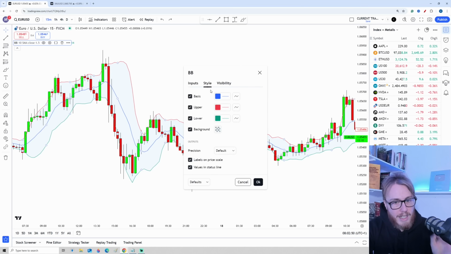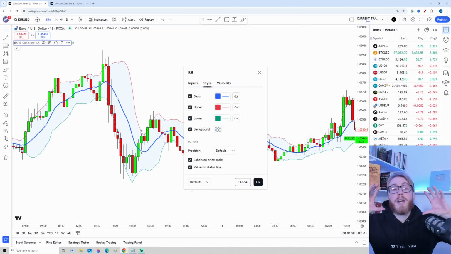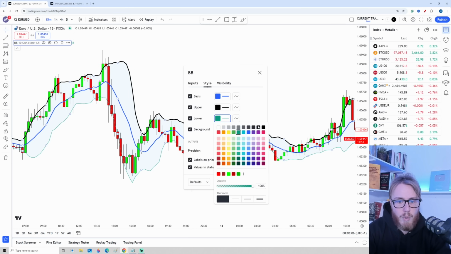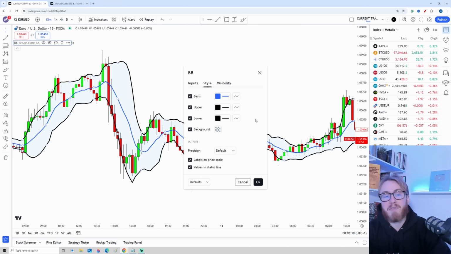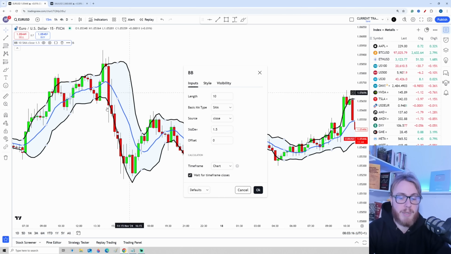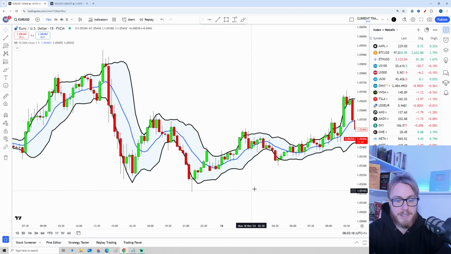And if you want to, what I like to do is go to the style tab and increase the thickness of the basis a bit. This is also so you guys can see the indicator more clearly. I also like to make the upper band black and the lower band black and a bit thicker as well. I feel like this makes the indicator so much clearer. But now our first setting is done, so we are ready to go down here and press OK.